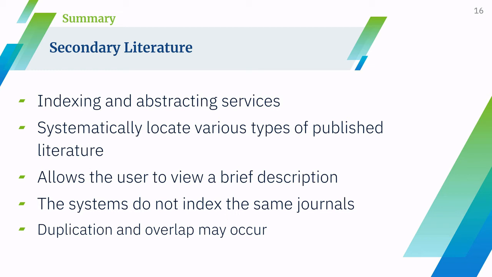In addition, the abstracting system allows the user to view a brief description of the information within most citations without locating the original article. Since the scope of the indexing and abstracting service varies, the systems do not index the same journals. However, duplication and overlap of references may occur between the systems.